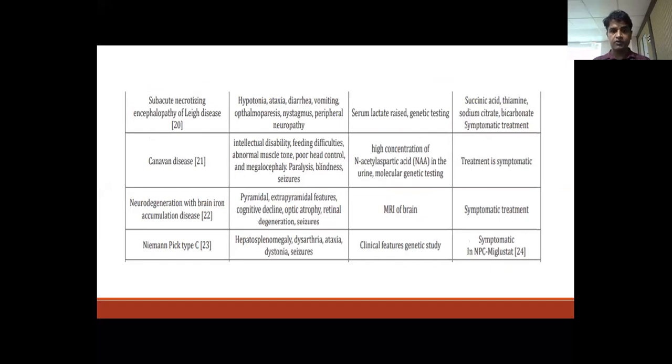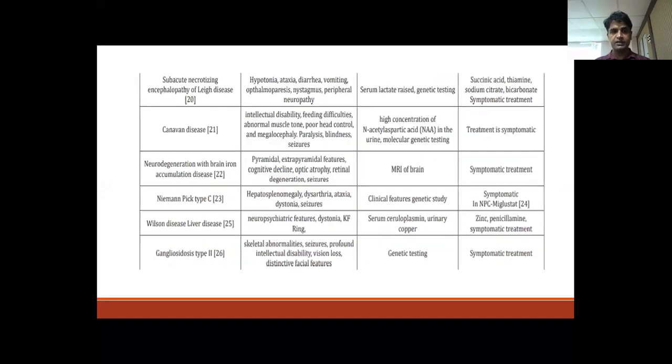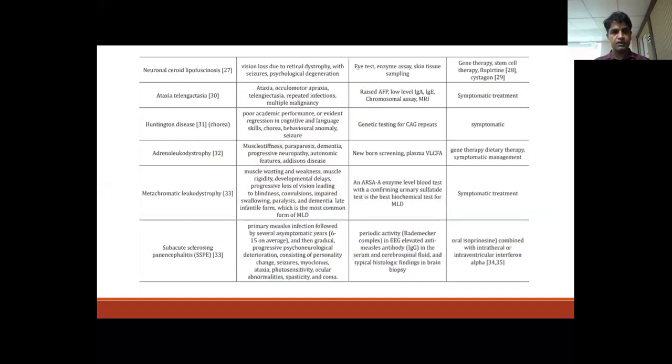Canavan's, we mentioned, it's a large head, blindness, seizures. NBIA, they are more in the extrapyramidal domain, so you have dystonia, extrapyramidal features, and they can have additional seizures, retinal degeneration, etc. Niemann-Pick, again dysarthria, hepatosplenomegaly. Leigh, we mentioned. Canavan is again mentioned. Ataxia telangiectasia: characteristic ataxia. NCL: vision loss due to retinal dystrophy. Adrenoleukodystrophy we covered, there will be adrenal insufficiency, Addison's. Metachromatic leukodystrophy we covered. SSPE we mentioned.